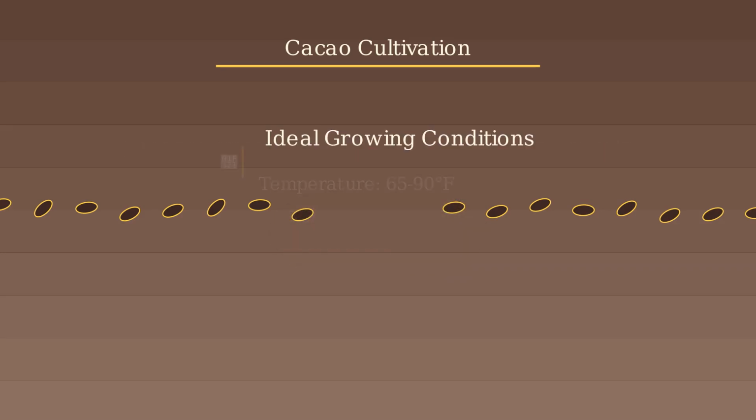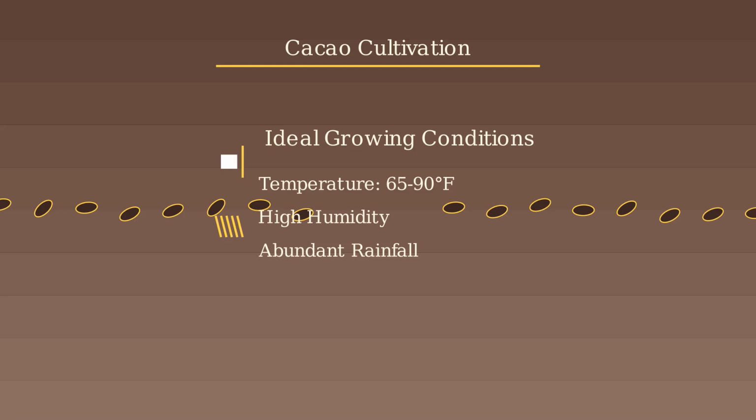Cacao trees require very specific growing conditions to thrive. They need temperatures between 65 and 90 degrees Fahrenheit, high humidity, and abundant rainfall throughout the year. Interestingly, cacao trees actually need protection from direct sunlight, which is why they are naturally understory trees growing beneath the canopy of taller trees.